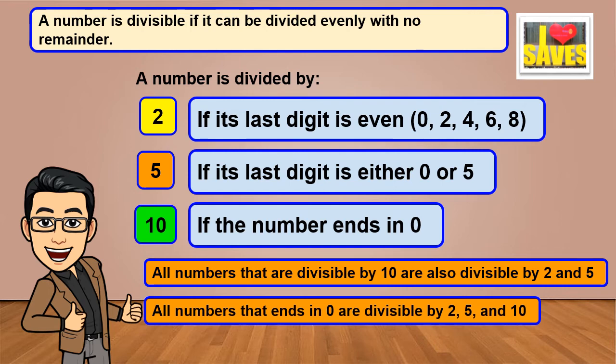Why? Because in the divisibility rules of number 2, an even number includes 0. In number 5, the last digit is either 0 or 5. And number 10, the number ends in 0. So, pare-pareho silang may 0 sa dulo. So, ibig sabihin, kapag merong number na nag-end sa 0, pwede siyang ma-divide sa 2, 5, and 10 without remainder.